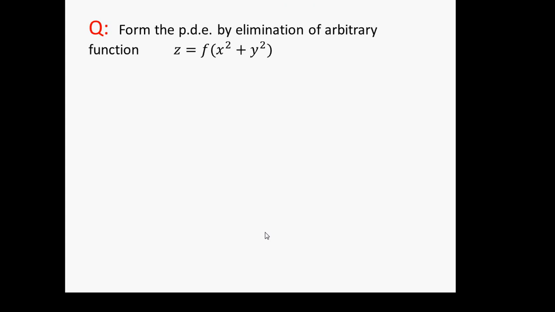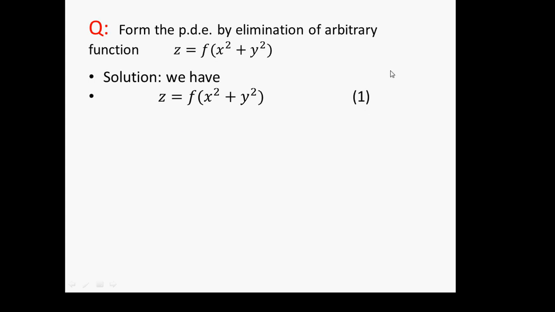Form the partial differential equation by the elimination of arbitrary function, where the arbitrary function is z is equal to f of (x square plus y square). Now in the solution we have z is equal to f of (x square plus y square), and that is equation number 1. We have to eliminate the function here.